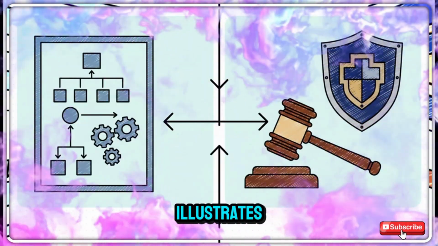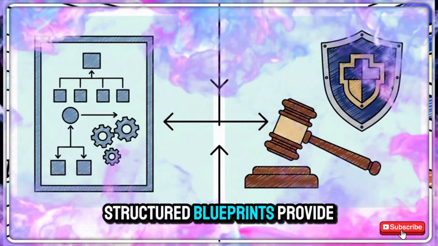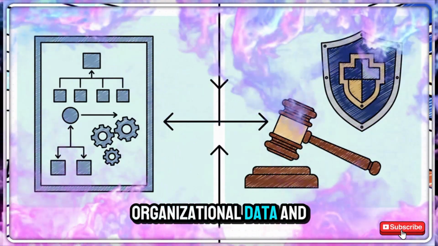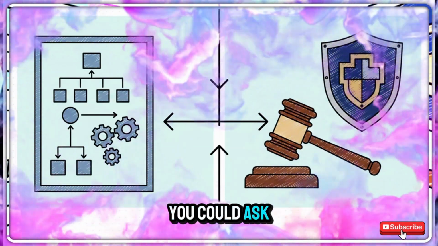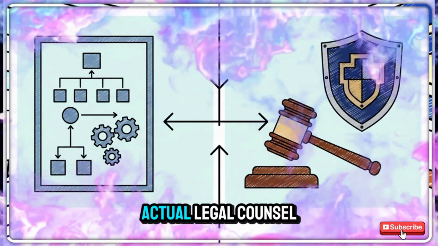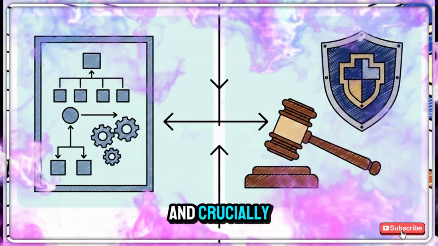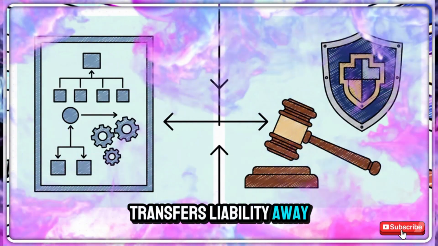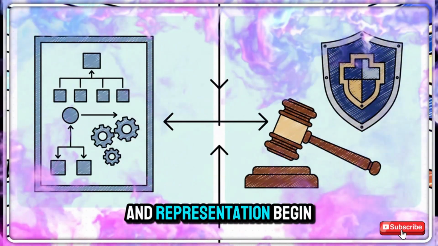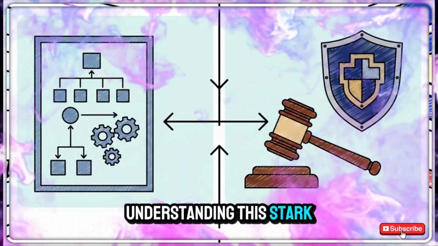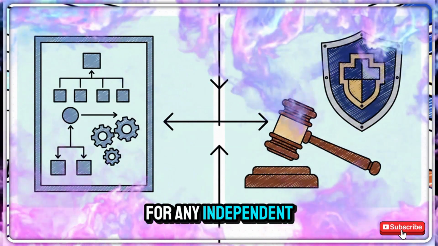And this brilliantly illustrates the final analytical comparison. On one side, structured blueprints provide immense organizational data and structural clarity. They are the absolute best how-to manual you could ask for. But on the other side, actual legal counsel provides strategic advocacy, interprets complex nuance, and crucially, transfers liability away from the applicant. The blueprints end exactly where advocacy and representation begin. Understanding this stark demarcation is absolutely the most essential takeaway for any independent applicant.